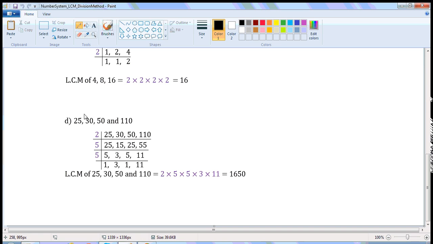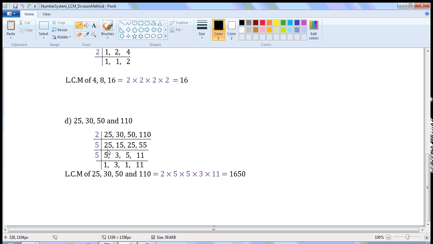Next set of numbers 25, 30, 50, 110. Write all the numbers here. Divide them with the smallest prime number possible, which divides at least two of the given numbers. 2 divides 30, 50 and 110. So write 2 here. 25 is not divisible by 2. So write 25 here. 30 when divided by 2, we get 15 as quotient. 50 when divided by 2, we get 25 as quotient. 110 when divided by 2, we get 55 as quotient.